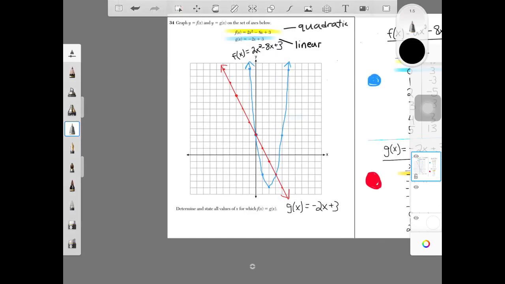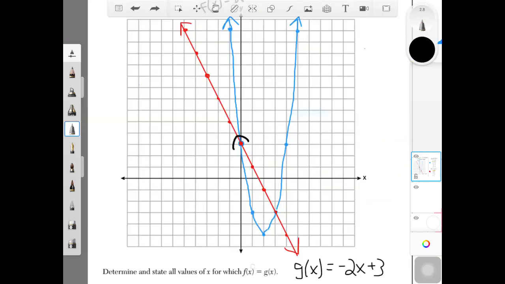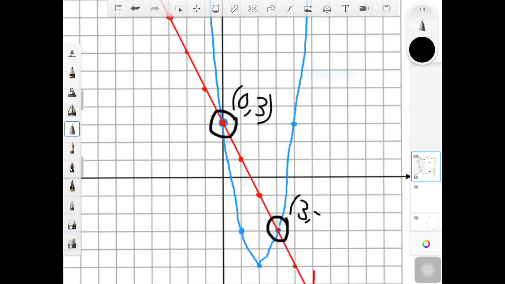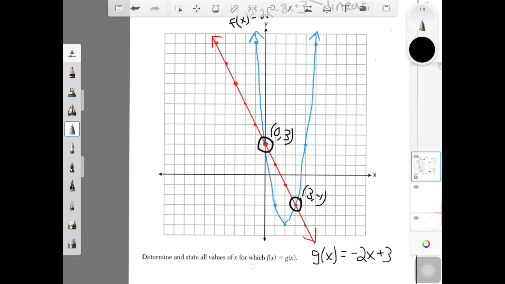Now I'm officially done with plotting the points from both equations on the graph. I have to find the solutions now, which are the points of intersection. It looks like there are two solutions, 0, 3, and 3, negative 1. Even though 0, 3, and 3, negative 1 are the solutions to this problem, I have to pay attention to what the problem is asking for.